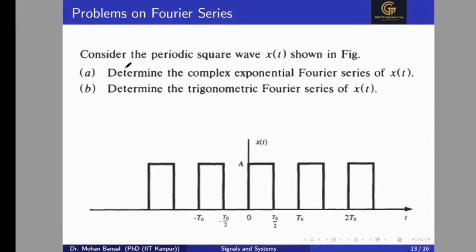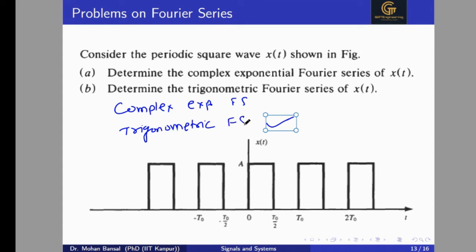Now we'll see another problem related to the Fourier series. The signal waveform is given. First, we have to compute the complex exponential Fourier series. Then we have to compute the trigonometric Fourier series. In the signal, we can see x(t) is defined as A when t is greater than 0 and less than or equal to T naught divided by 2, and it is equal to 0 when t is greater than T naught divided by 2 and less than or equal to T naught. This information we have been given. So now what will we do?